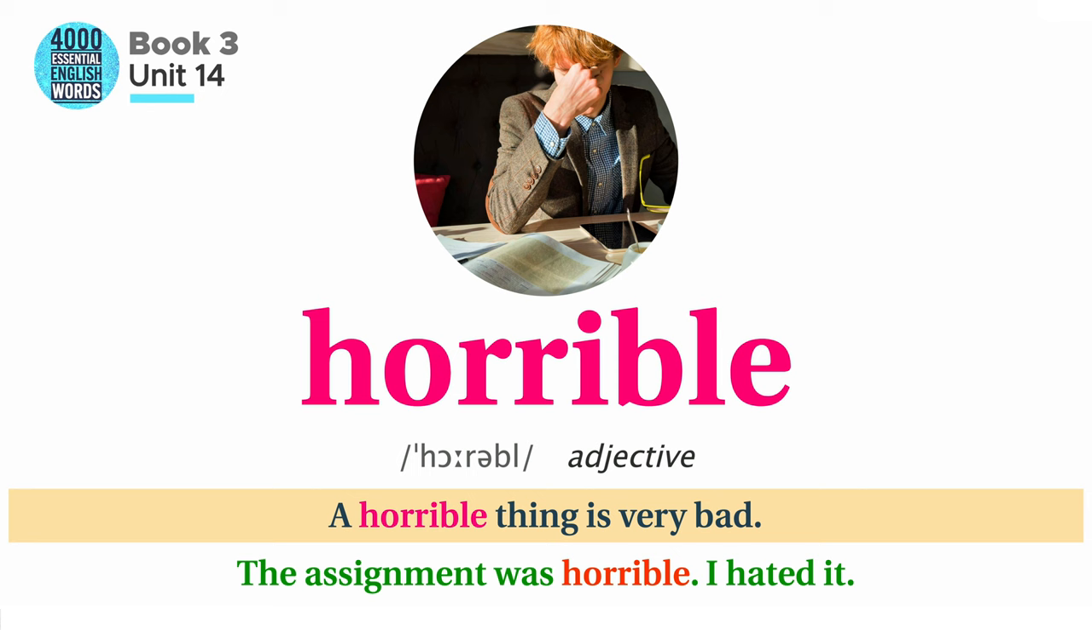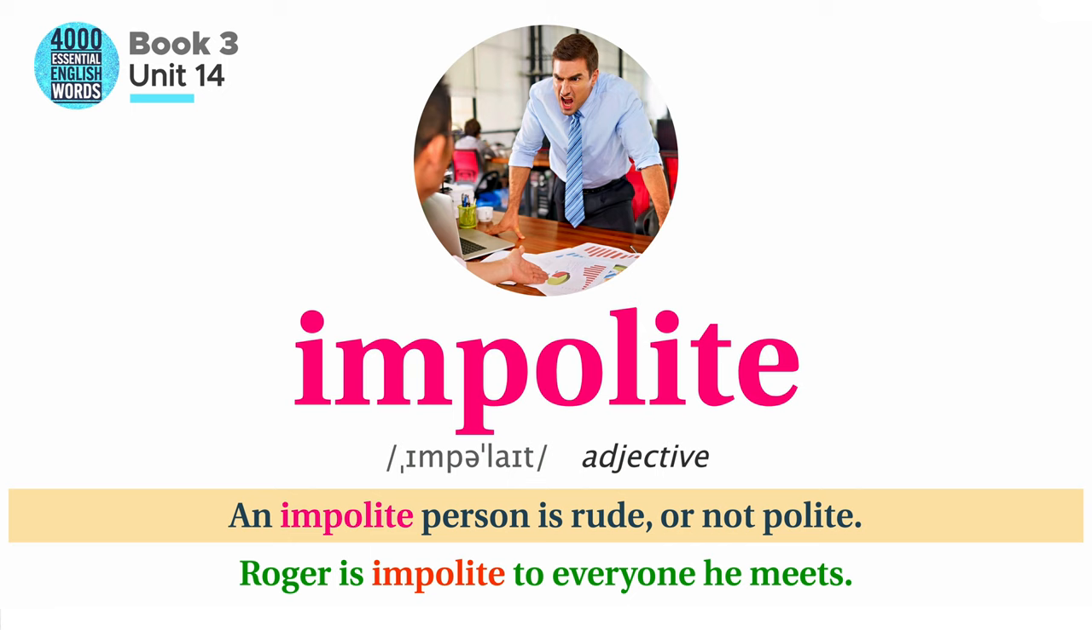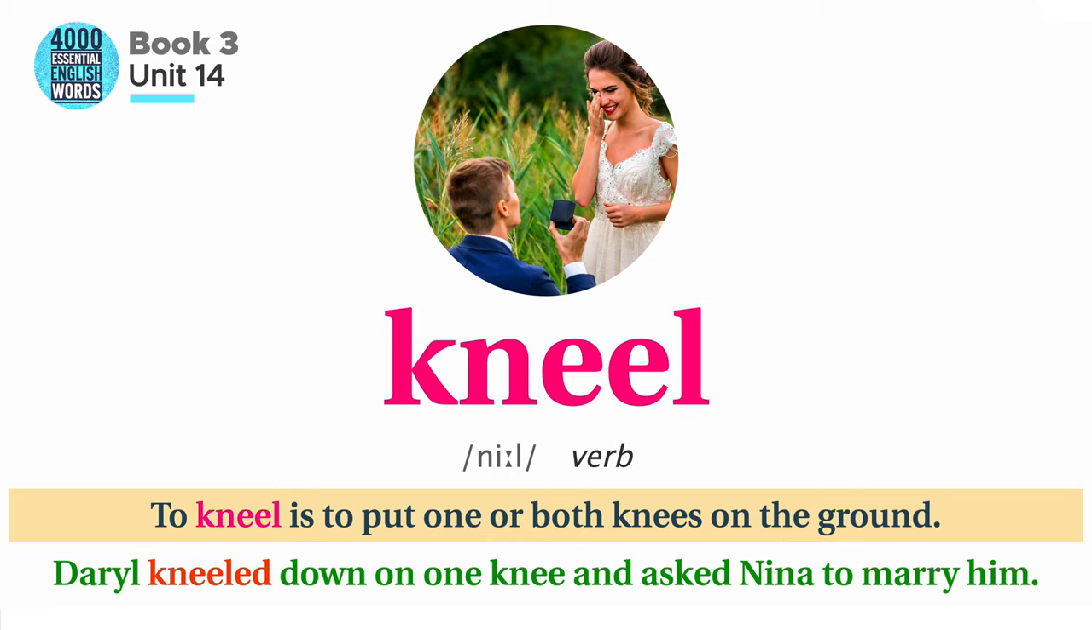Impolite. An impolite person is rude or not polite. Roger is impolite to everyone he meets. Kneel. To kneel is to put one or both knees on the ground. Daryl kneeled down on one knee and asked Nina to marry him.